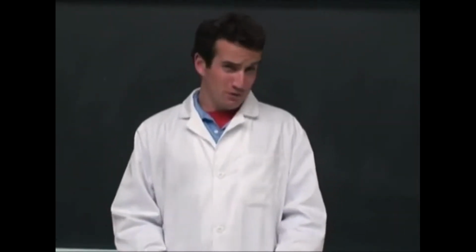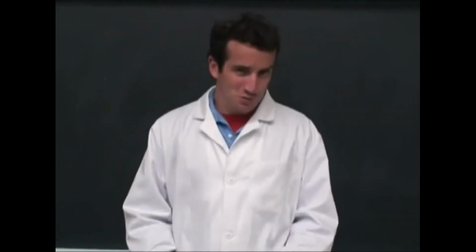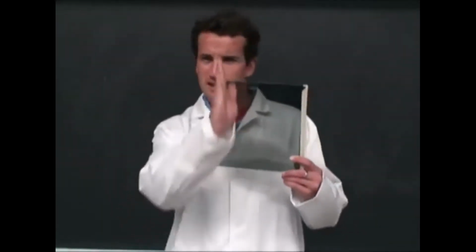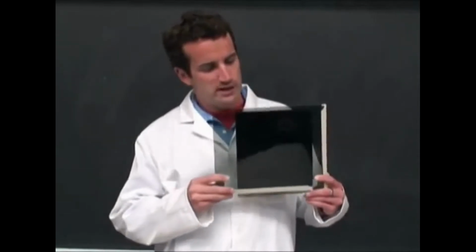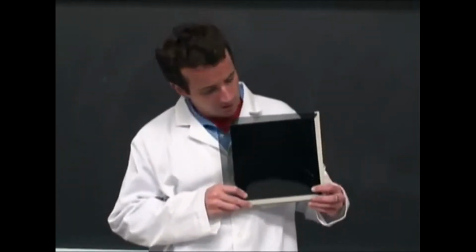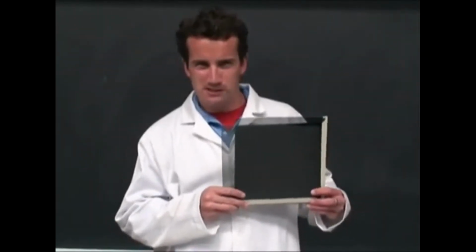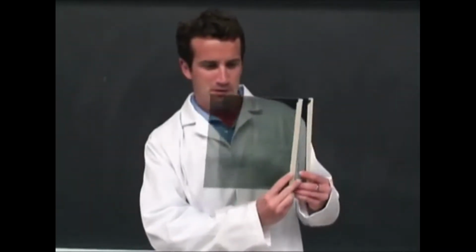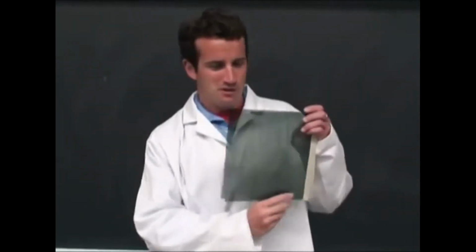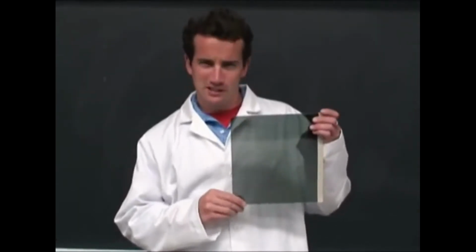Because light can be polarized, we know it's a transverse wave. This is a polarizer. It's polarizing up and down. This is another polarizer. It's polarizing left and right. When these two are crossed, we get absolute darkness, zero transmittance. But if we cross them the other way, light still gets through. They're polarizing together the same way.